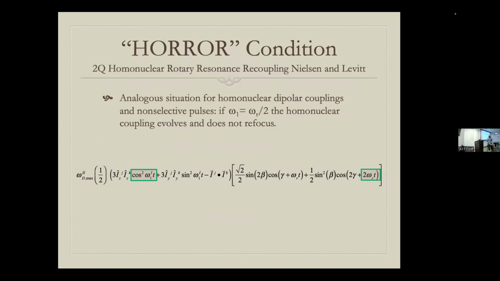What's happening there is the dipole coupling has an omega 1 I dependence, for example, and you have 1 and 2 omega R. And so you can recouple not just at what I call the CS condition, but also at this horror condition. You can reintroduce homonuclear couplings.